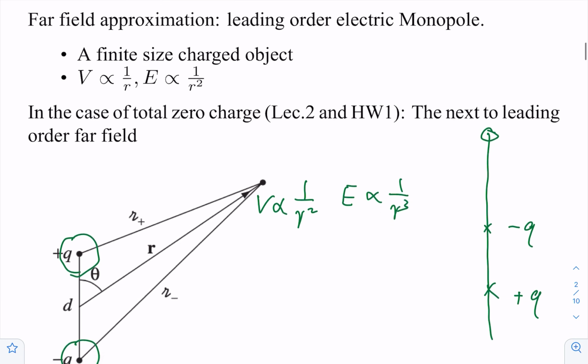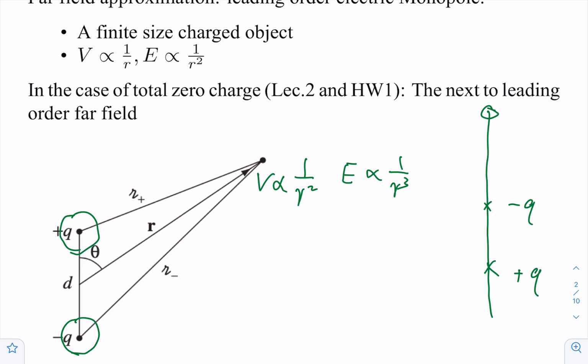Now, in the case where the total charge is 0, there is still a far field, except that the leading order of the electric field is 1 over r cubed, and the scalar potential is 1 over r squared. We can actually see this example in both lecture 2 and homework 1. In lecture 2, we consider 2 point charges and consider the far field along the z direction. And in homework 1, we consider 2 charged objects, but consider a general far field approximation that can go off the axis.